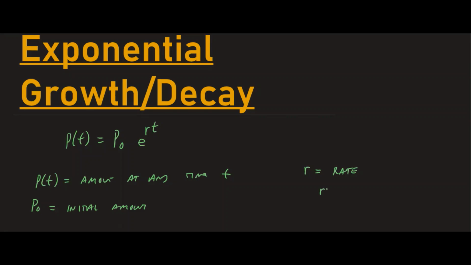Now, if r is positive, meaning greater than 0, then we're talking about an exponential growth. And if r is negative, meaning less than 0, then we're talking about an exponential decay. So that's something to keep in mind when we look through examples and different scenarios. Also, t represents time. All right, so knowing these components, let's take a look at our first example.